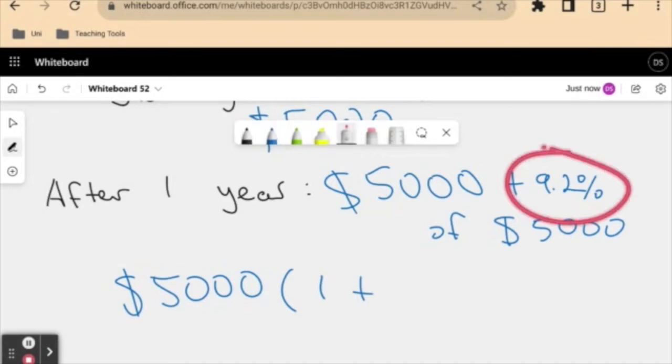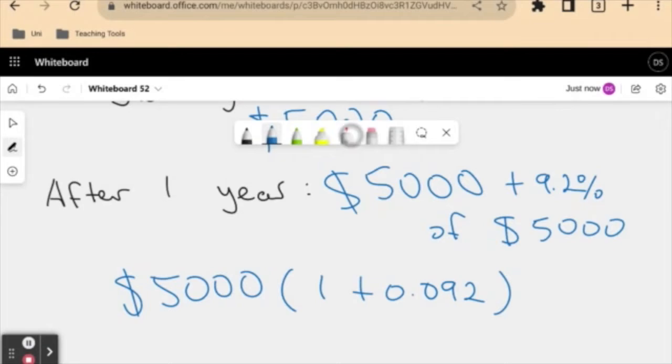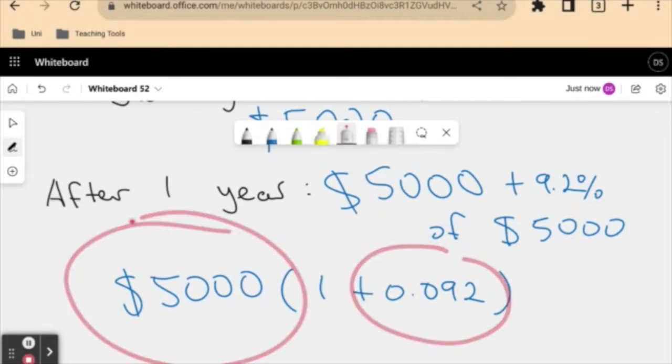In addition to our rate here, I'm going to write this as either a fraction or a decimal. Now, we've done these conversions in the past in my videos, so feel free to look at some of those, but this is a rate of 0.092. This is just that as a decimal. And that will get multiplied by our principal here.